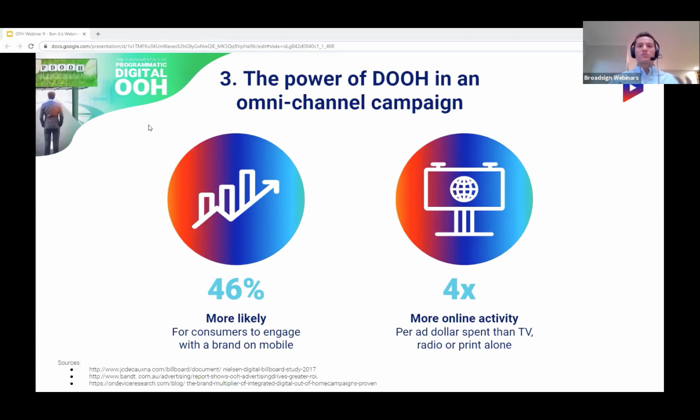A lot of the demand side platforms that you might already use for your online and mobile programmatic campaigns can also be used for your digital out of home campaigns. And we'll touch on that a little bit more later on in the presentation. But by using one of these, what we call omni-channel demand side platforms, you can effectively add digital out of home to your online and mobile campaigns while still managing everything through a single platform.